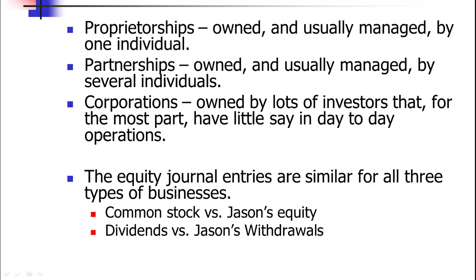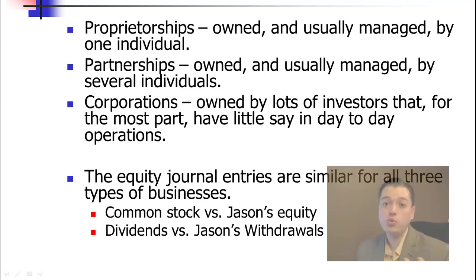Now, the other difference between the journal entries for sole proprietorships and partnerships versus corporations is that we don't typically keep a retained earnings account for a sole proprietorship or a partnership. Instead, we put all of those retained earnings into their one equity account. In a corporation, we keep the two pieces separate. We keep the investments in a common stock account, and we keep the profit that's been kept in the business in retained earnings.